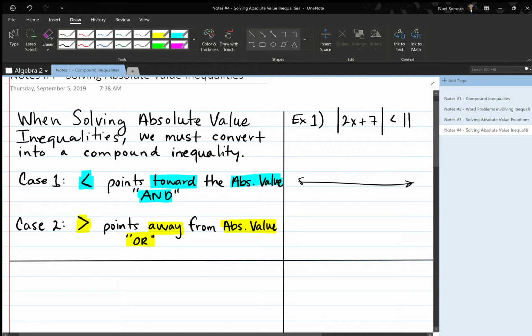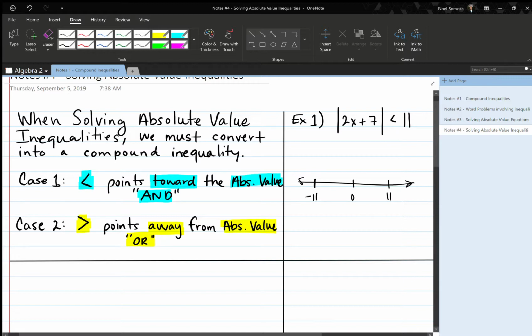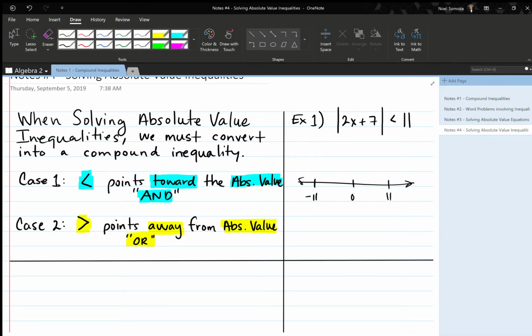The reason why these end up becoming compound inequalities is because if I have a distance and I want to keep it to less than 11, it's not just between 0 and 11, it can also be between 0 and negative 11. The distance is almost like a radius. I can move like 11 spaces away in either direction. As long as I'm within that space, I'm okay. So that's why these absolute value inequalities become compound inequalities.